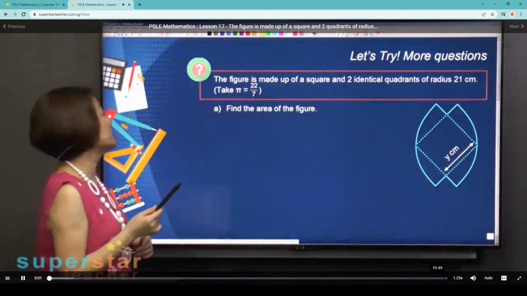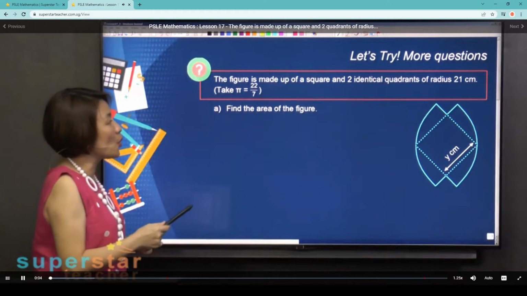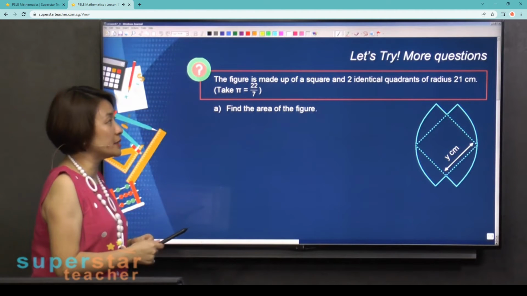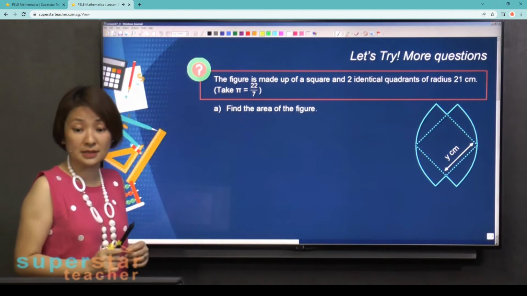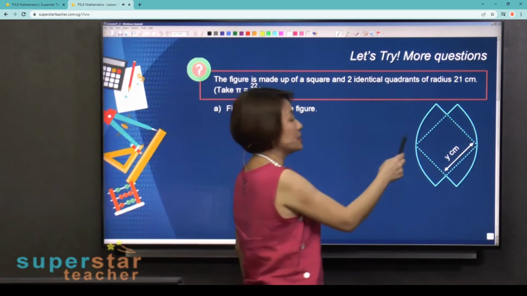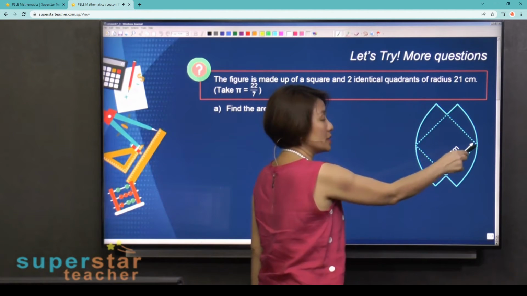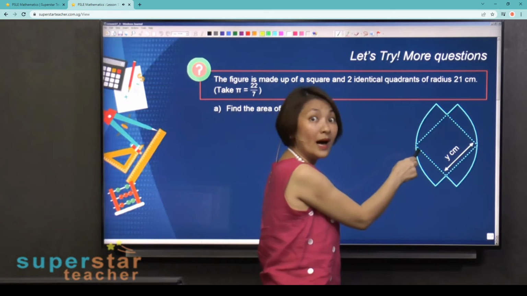Now let's take a look at this picture. The figure is made up of a square and two identical quadrants of radius 21 centimeters. Okay, let's look for the square. Where's the square? This one, right? This has to be the square. So if this is y centimeters, this has to be y centimeters.